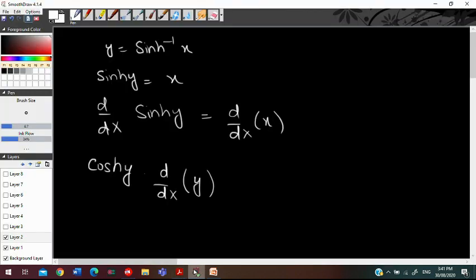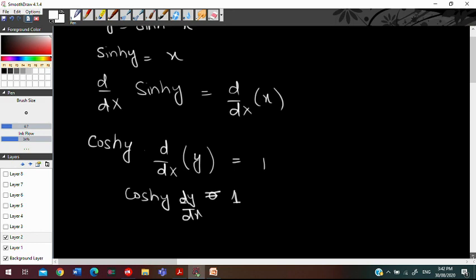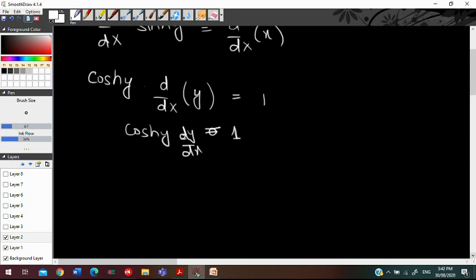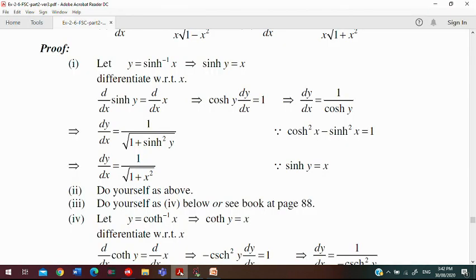So we will write it like this, and then here we have dx by dx is equal to 1. So cos hyperbolic of y times dy by dx is equal to this 1. But you know that we need to find dy by dx, which means cos hyperbolic of y is the extra term. So dy by dx is equal to 1 by cos hyperbolic of y. As you can see here, dy by dx is equal to 1 divided by cos hyperbolic of y.